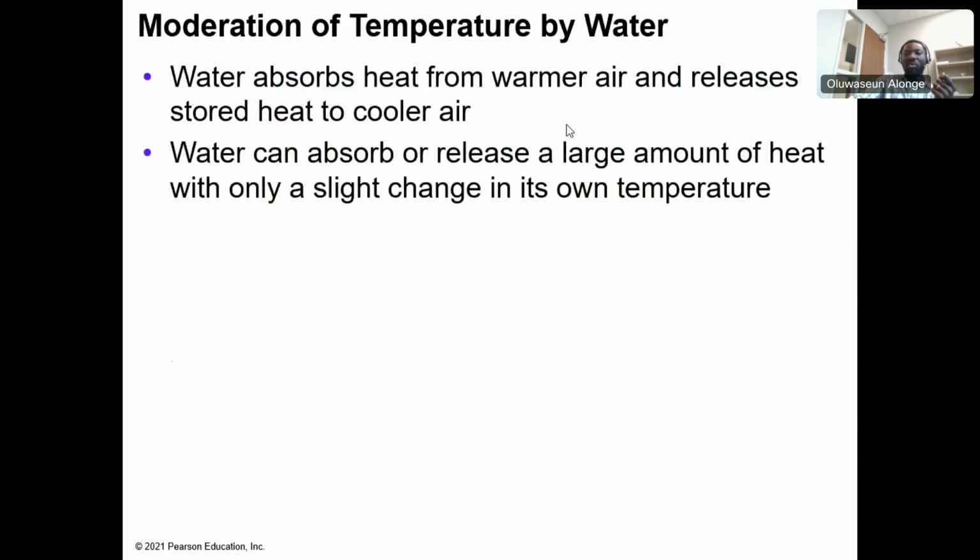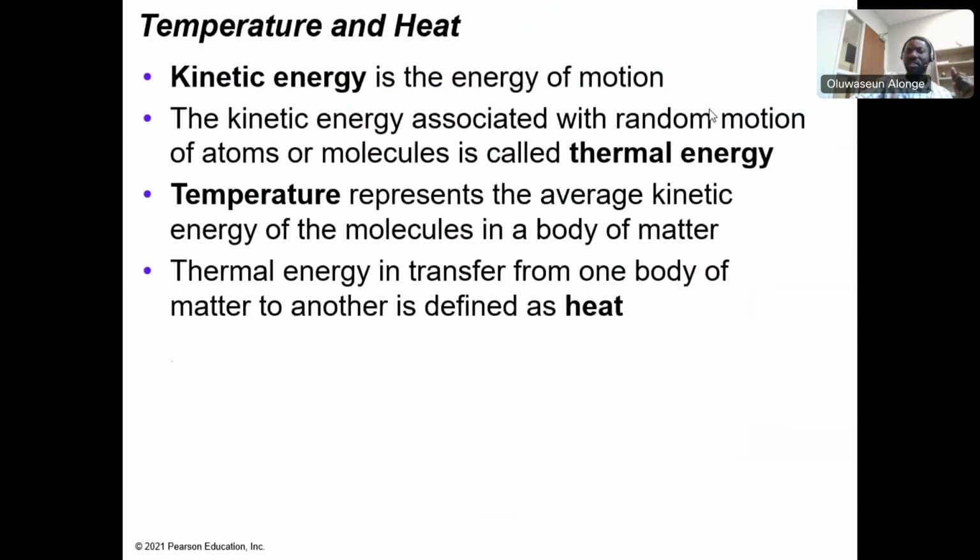All right. Now, water moderation of temperature. Water is able to absorb heat from warmer environment, warmer air, and it will release stored heat to cooler air. That's what water is able to do. So water absorbs heat from air that is warm, and it will release it to the environment. You notice that when you think about the illustration of boiling water. Now water can absorb or release a large amount of heat with only a slight change in its own temperature. Water is able to dissipate like that.